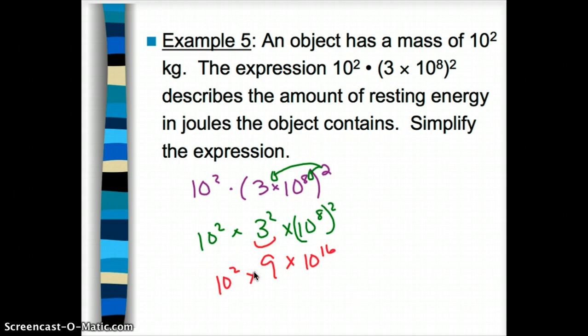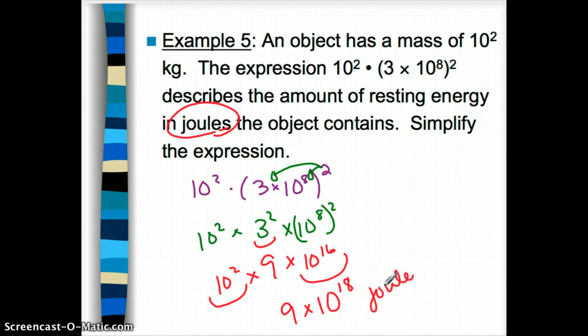All right, and I'm going to take my powers of 10 and multiply them together. So 10 squared times 10 to the 16th gives me 10 to the 18th times 9. And this is awesome because this is already in scientific notation, which is probably the form I want it in. And it says this is the amount of energy in joules, so I'll label that 9 times 10 to the 18th joules.